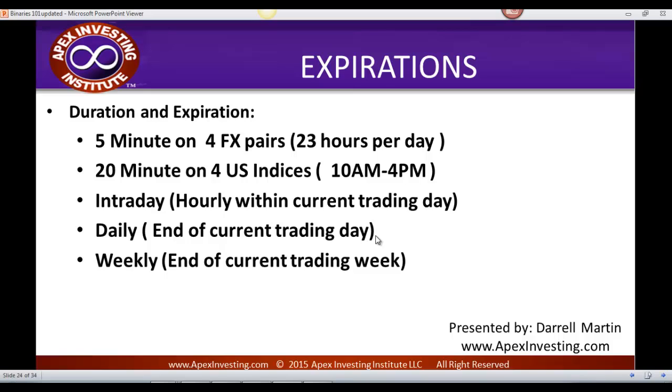Well, there's multiple different binary expirations out there. For example, right now on 4 of the different FX pairs, there are 5-minute binaries, which means there are binaries that expire literally every 5 minutes. You can get into them every 5 minutes, 23 hours a day. On the 4 U.S. indices, there are 20-minute binaries from 10 a.m. to 4 p.m. Eastern. They expire every 20 minutes. We've got intraday, which basically expire every hour on the hour during those trading hours. Got daily expirations, which are the end of the current trading day, and then weekly.